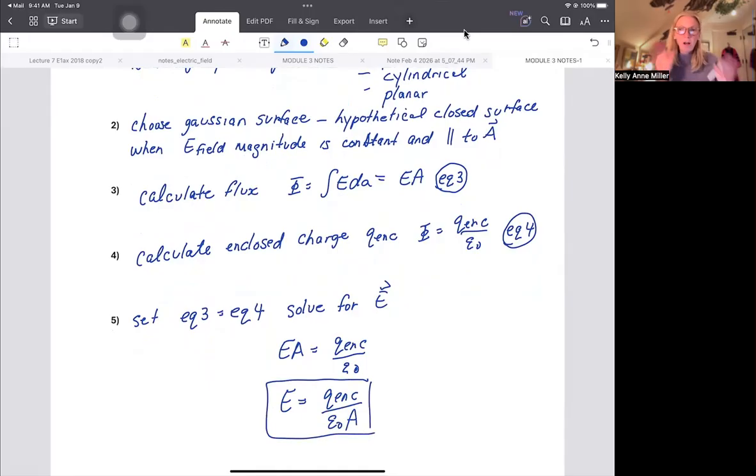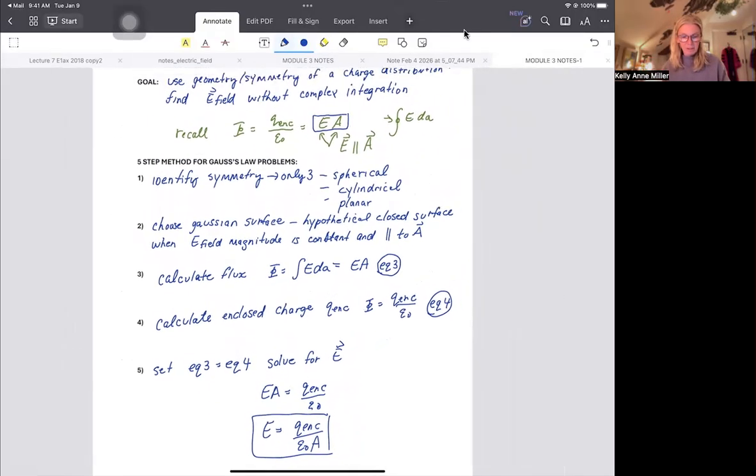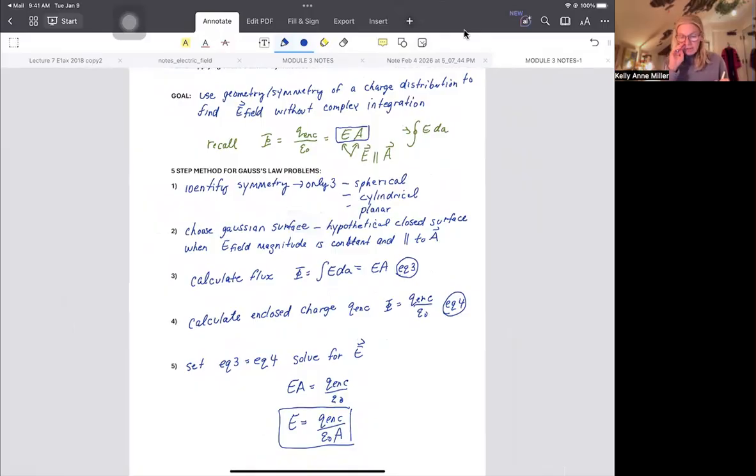Okay, so all of the problems follow these 5 steps. Now for the rest of this video, I'm just going to go through each of these different symmetries and show you 1 or 2 examples, and then you'll know that's all there is to know about Gauss's law. Once you know the 3 symmetries and you know how to apply them, you're all set.